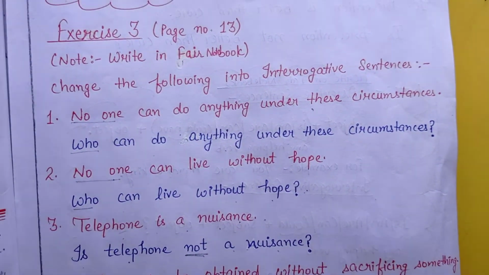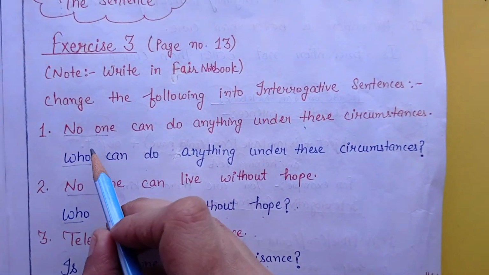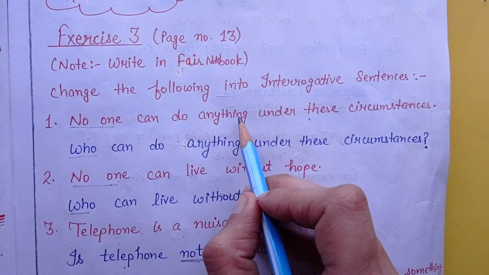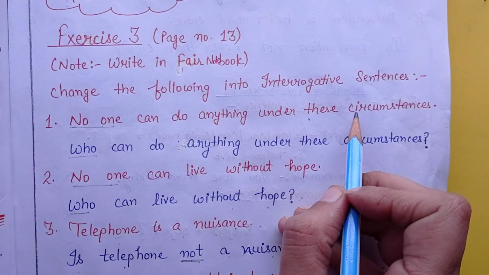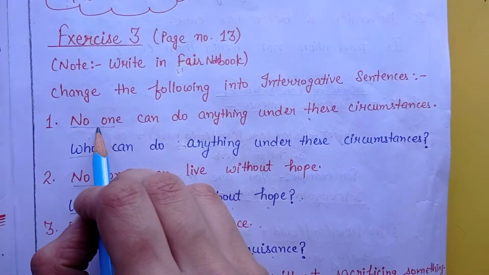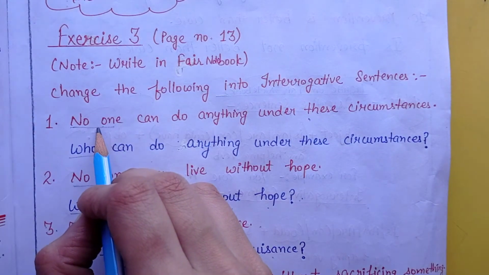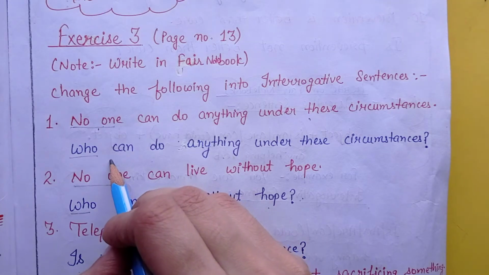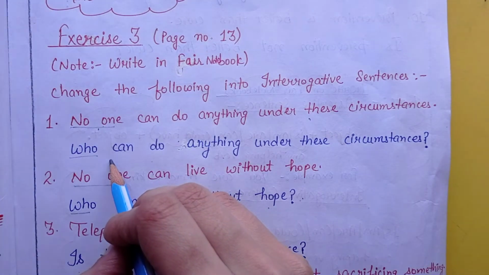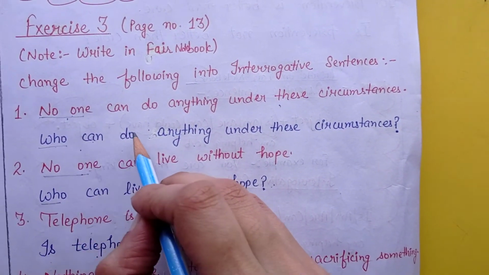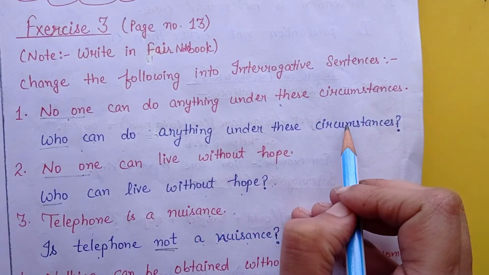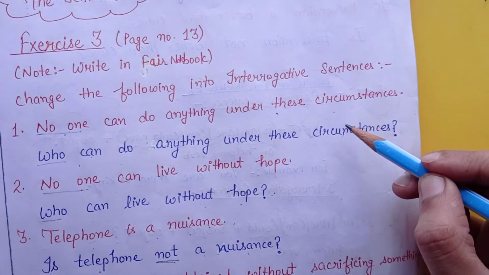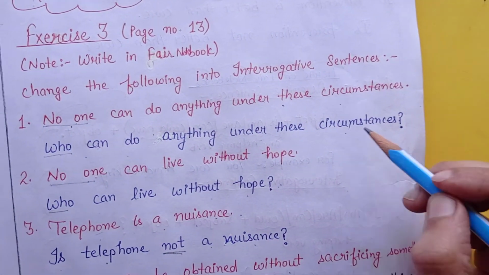You will write this work in your fair notebook. So the first sentence given here is, no one can do anything under these circumstances. No one. So because of no one, the given assertive sentence is negative. So the interrogative that will be formed from this must be positive. So we can write, who can do anything under these circumstances? So the given sentence was negative, so we have formed one positive sentence out of it.